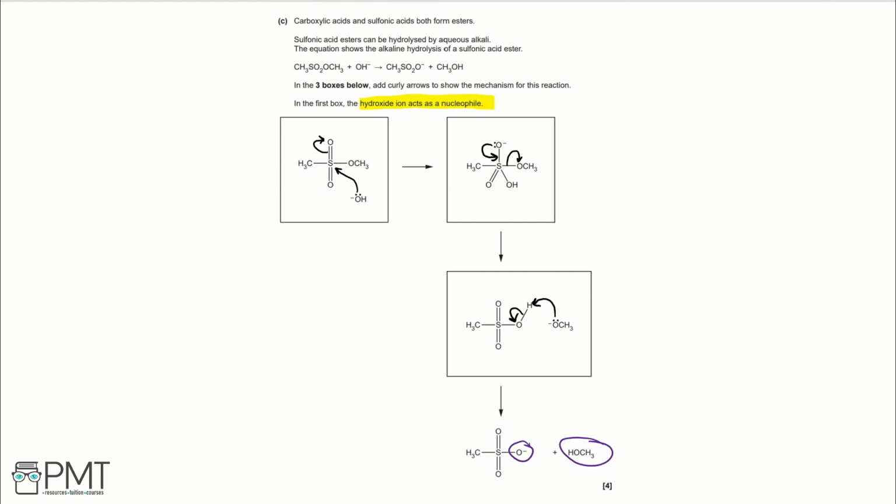So to get the 4 marks for this question, all 6 curly arrows correct gets you 4 marks. If you got 5 curly arrows correct, that would get you 3 marks. If you got 4 curly arrows correct, that gets you 2 marks. And then 3 curly arrows being correct gets you 1 mark for this question.